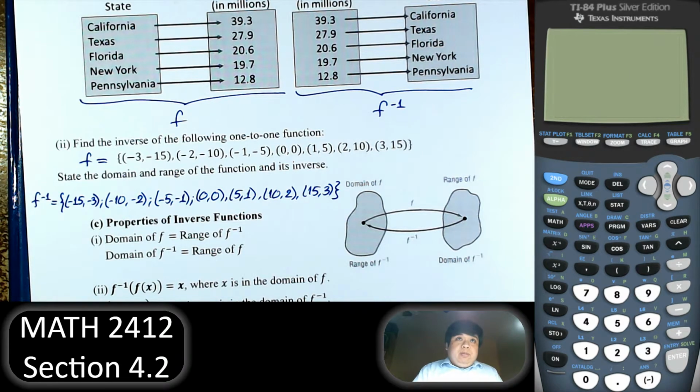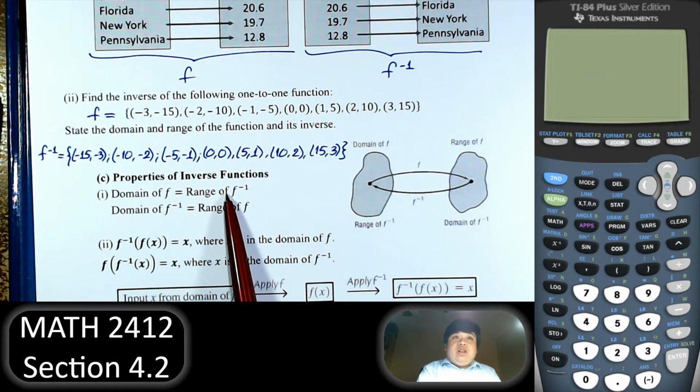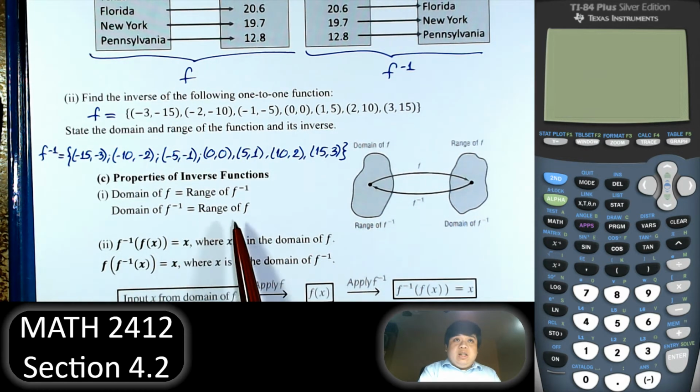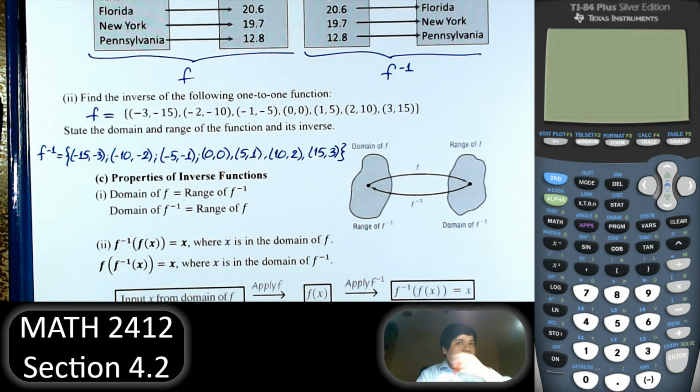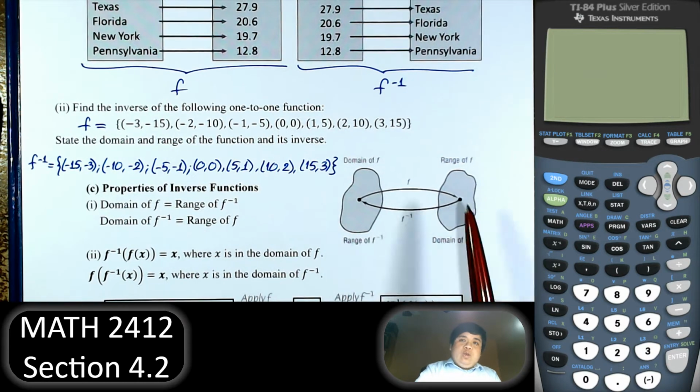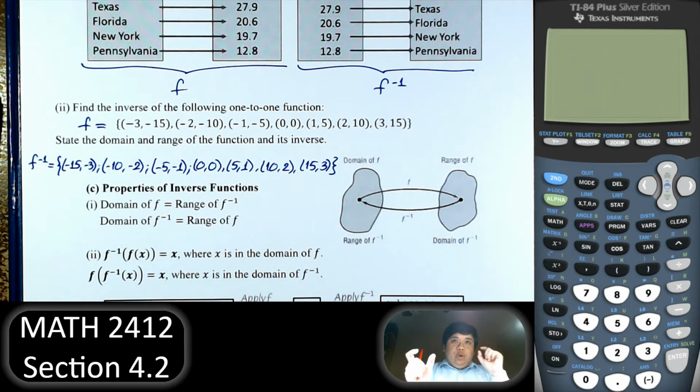Of course, to state the domain and range of the function and the inverse, well, we run out of space. But what we see here is, since we interchange, the domain of the function is the range of the inverse, and the domain of the inverse is the range of the function. Because we're just switching between the x and the y, between the domain and the range, to get from the function to the inverse, from the domain to the range, or from the range to the domain. And we have the function and the inverse.